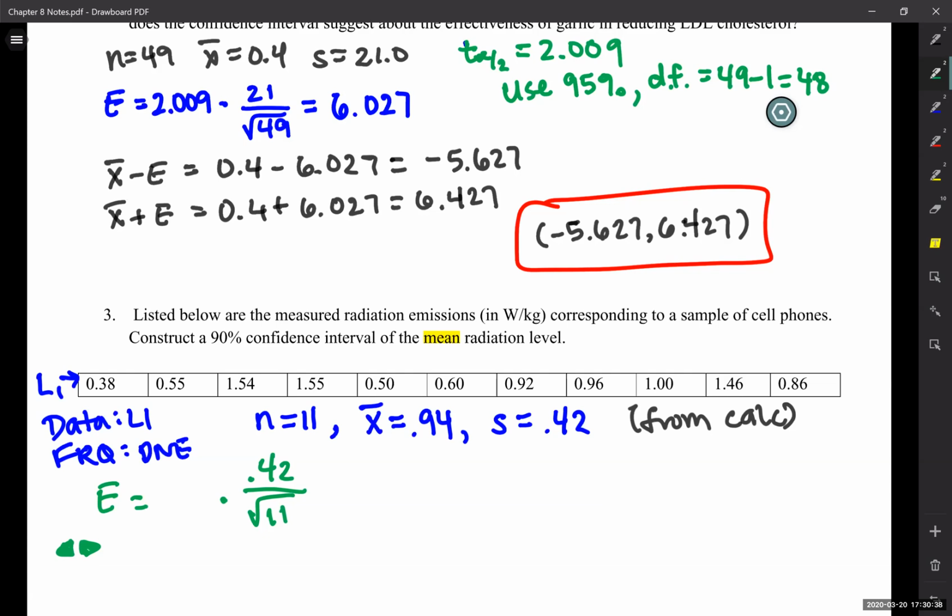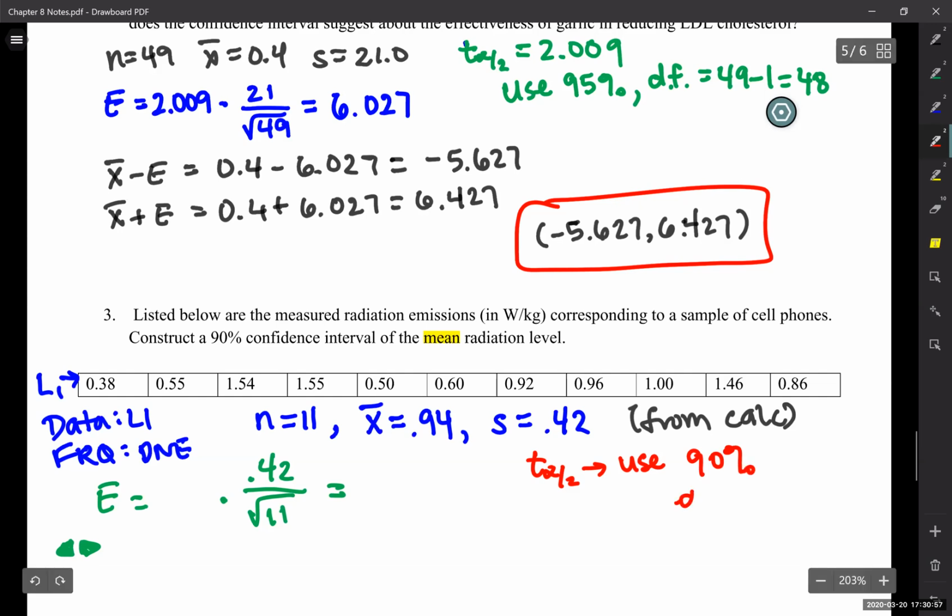All right, now we are not ready to get what E equals. Before we do, we need to know about t. So t of alpha over 2, we are going to use 90%. And degrees of freedom is 10. Why is it 10? Well, because there's 11 things listed, and we want to go to n minus 1, 11 minus 1, which is 10.